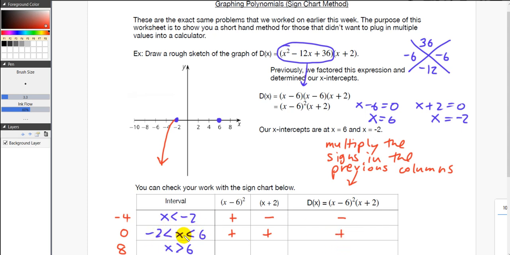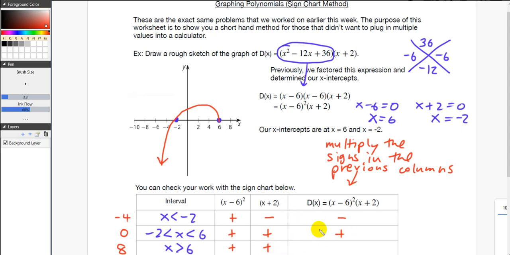So this means this interval from negative 2 to 6 is above the x-axis. Okay? Then we have the last region where x is greater than 6. So let's say we choose 8. We plug 8 in here. 8 minus 6 is 2. 2 squared is going to be 4. 4 is a positive number. Plug 8 into here. 8 plus 2 is 10. 10 is a positive number.